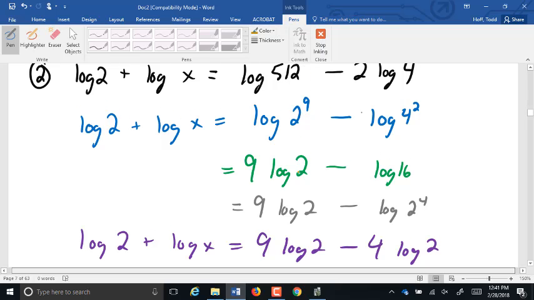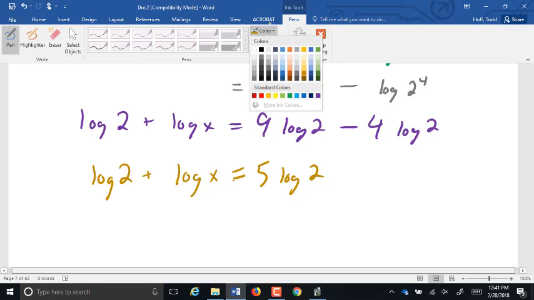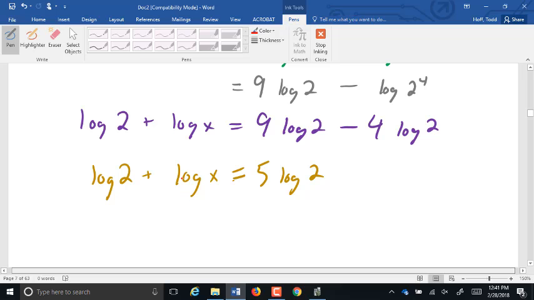We haven't done this before, but 9 logs of 2 minus 4 logs of 2 is just like having 9x minus 4x. That's going to be 5x. So this is going to be 5 log of 2. Well, now what would we do to solve this for x? We get the log of x by itself by subtracting log of 2. Subtract another log of 2 over here. Log of x equals 5 minus 1 is 4 times the log of 2.